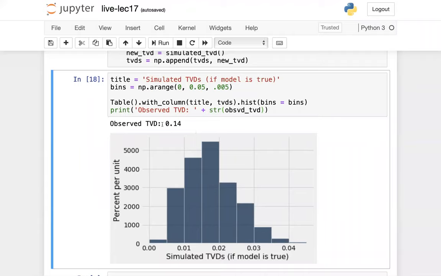But let's say instead that the observed TVD was 0.04. It's right here, on the edge of the histogram, but there are some simulated values beyond it as well. In those kinds of situations where you're near the edge, just looking at the visualization isn't enough. You have to actually compute something there. We'll go over how we actually do that in the next lecture.